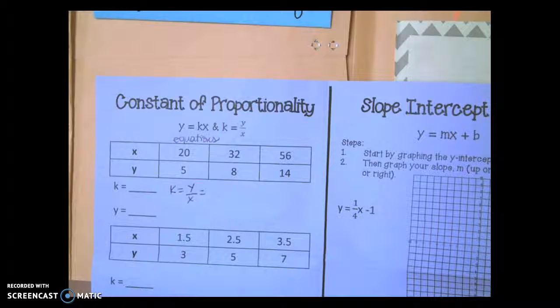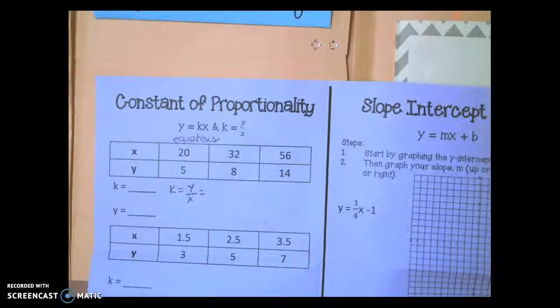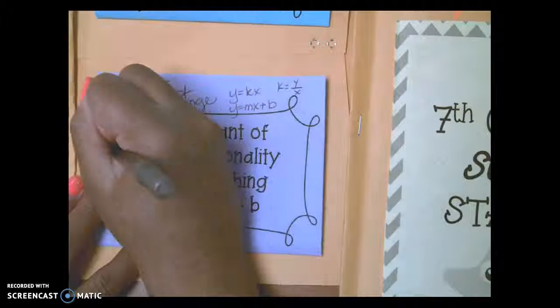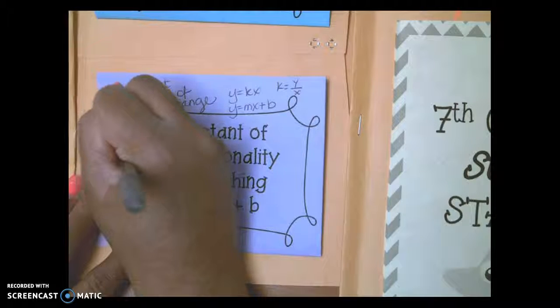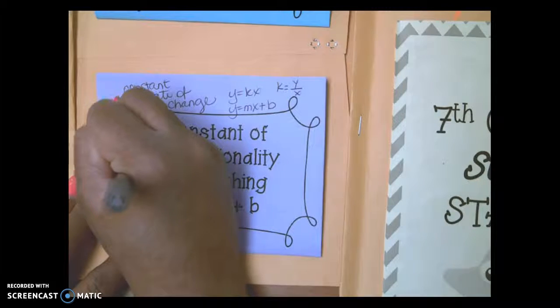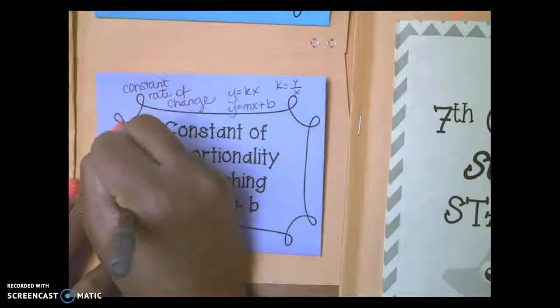So when we're writing that ratio, also regular rate of change, and slope.